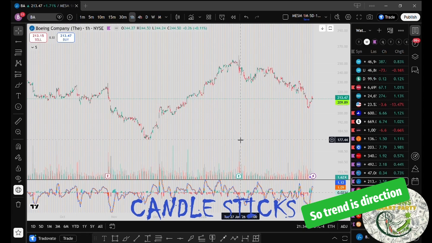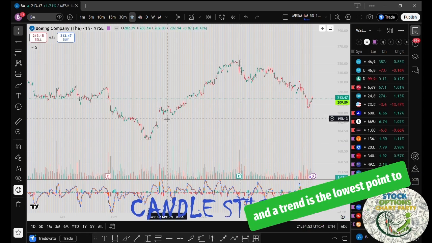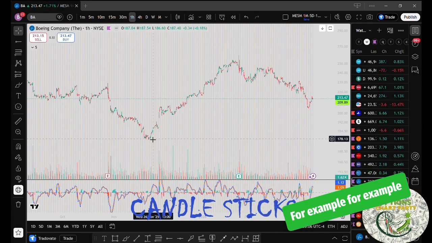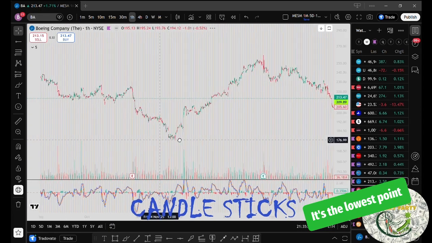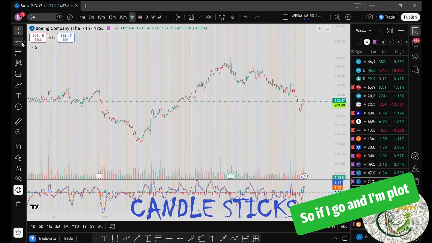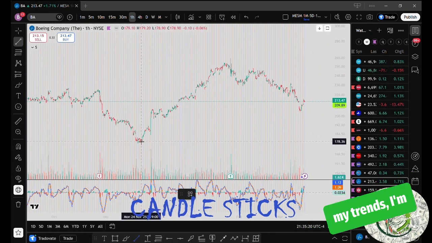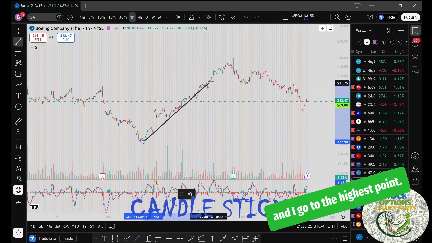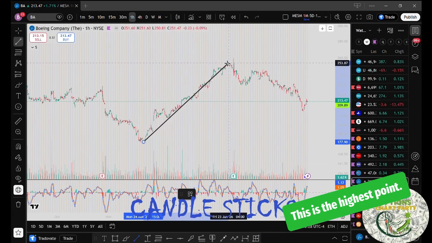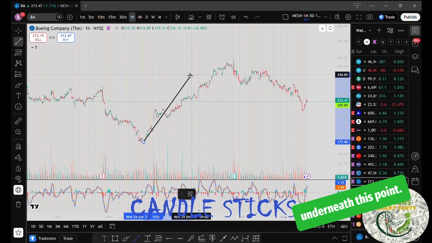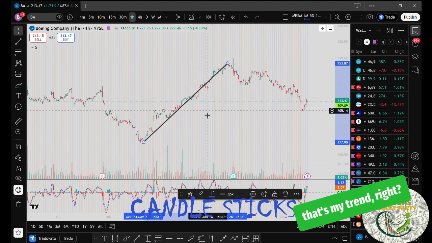So trend is direction, and a trend is the lowest point to the highest point. That defines a trend. For example, you see this point? It's the lowest point in our phase right now. So if I go and plot my trends, I'm looking for the lowest point. I start my line and I go to the highest point. This is the highest point. All these points are underneath this point. So that's my trend, right?